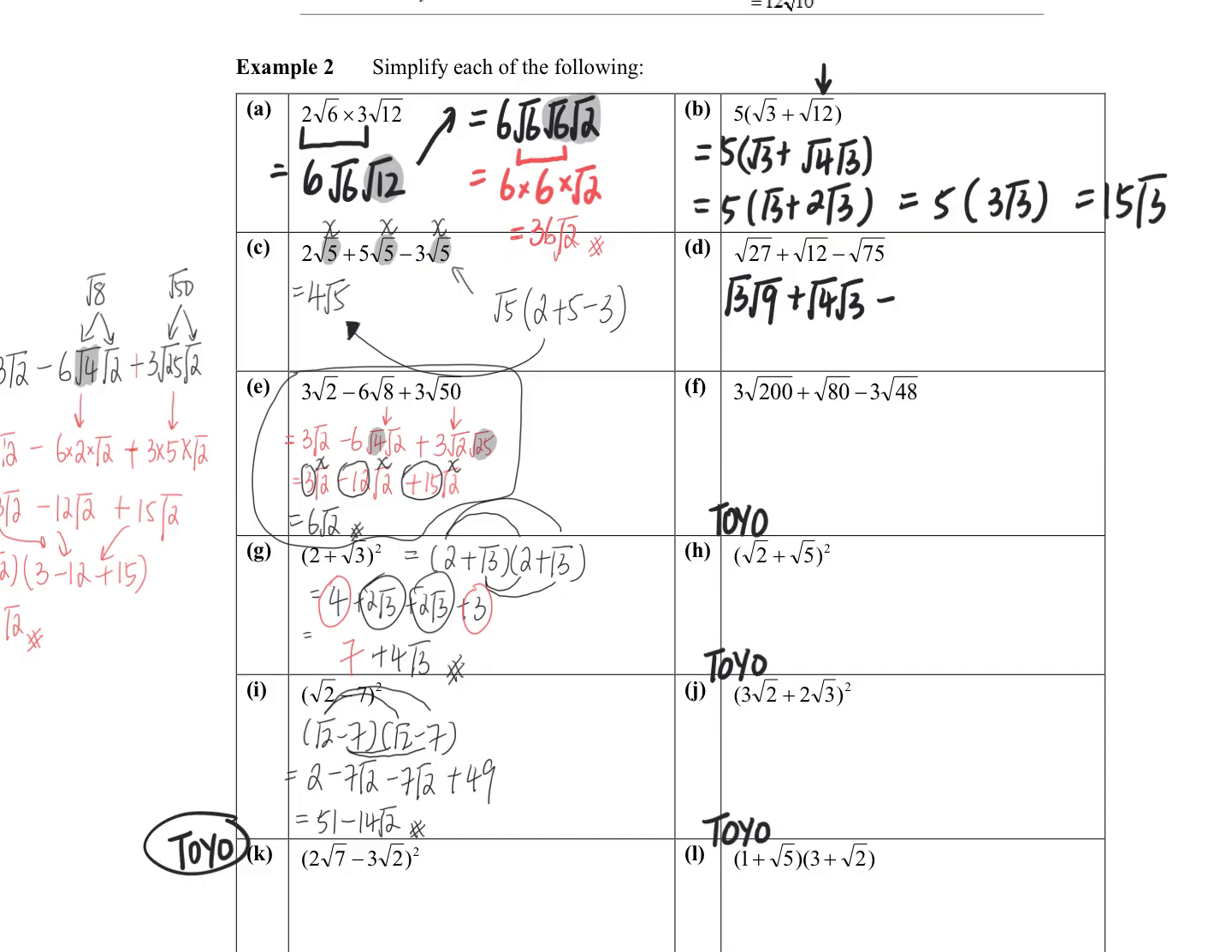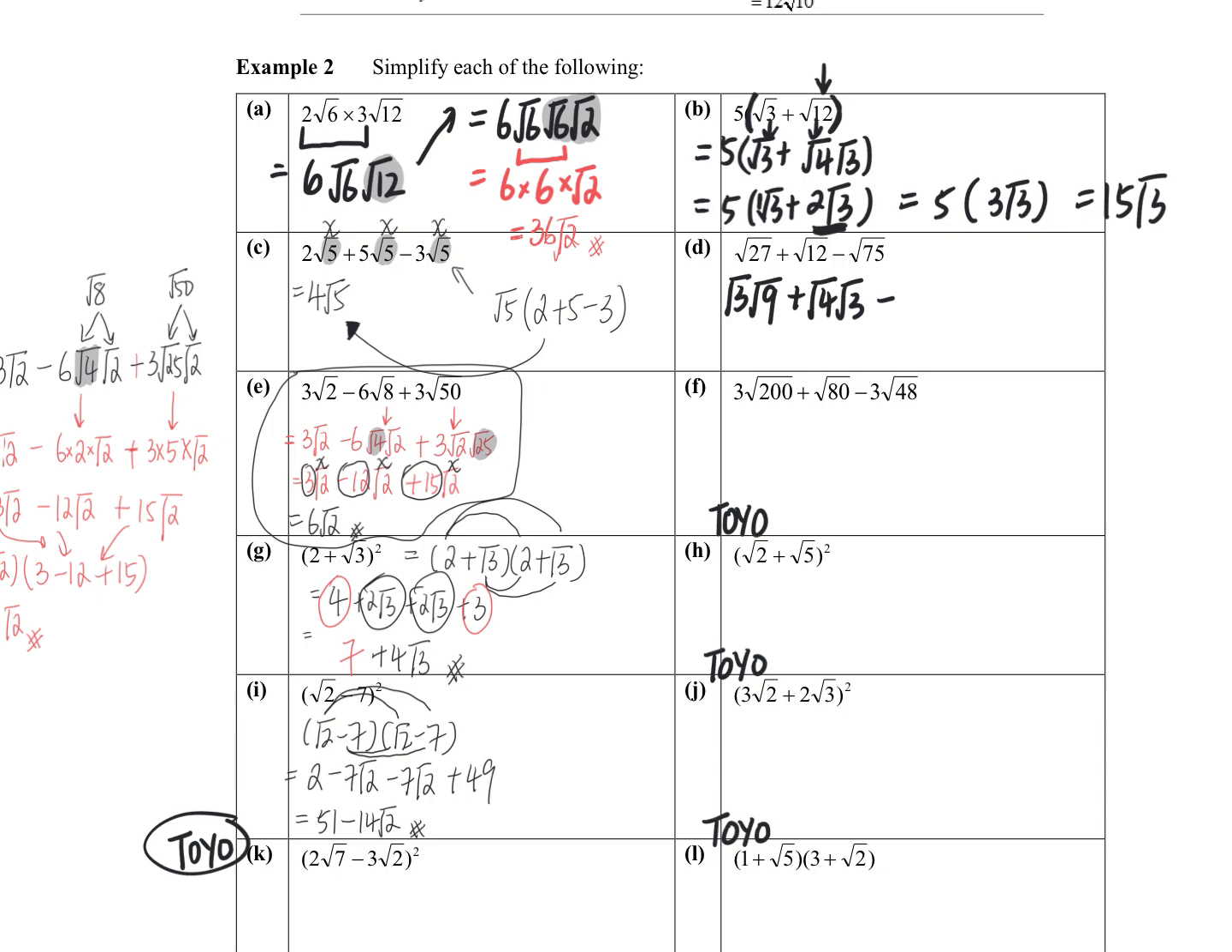Root 3. Yeah, but what's wrong? Because this one has a bracket, so I just copy down only. It means multiply what is inside the bracket. So I only try to simplify this one, then I simplify the bracket, then I multiply it. Yeah, so this one becomes 2 root 3, right? But plus 1 of it. So you got 3 root 3 now.